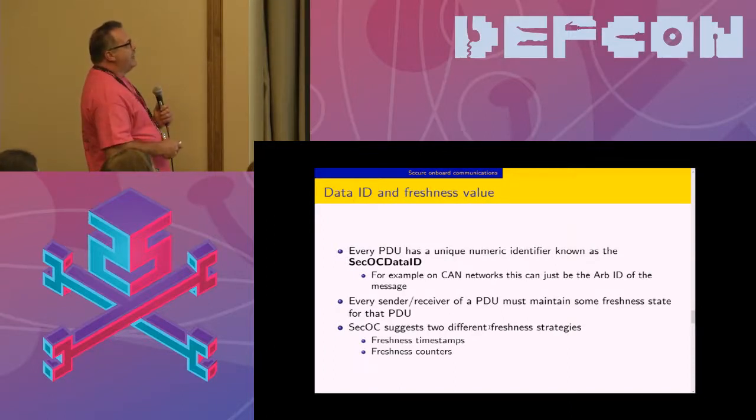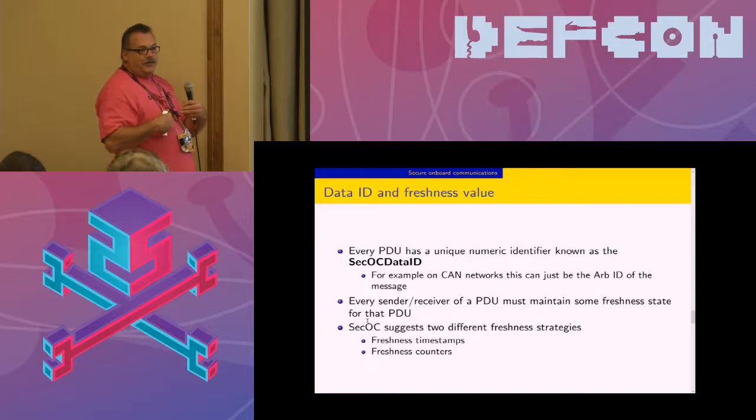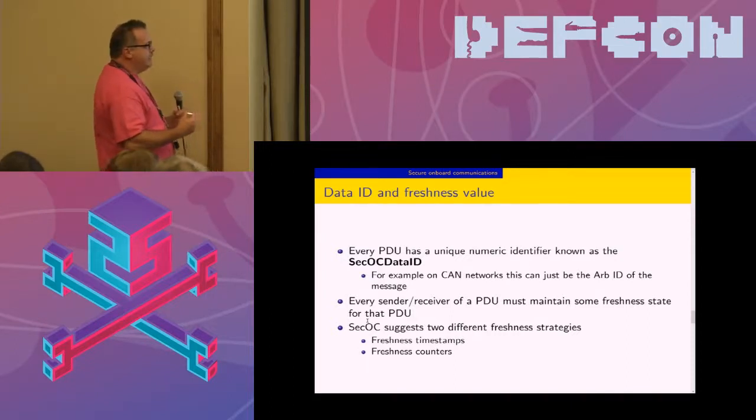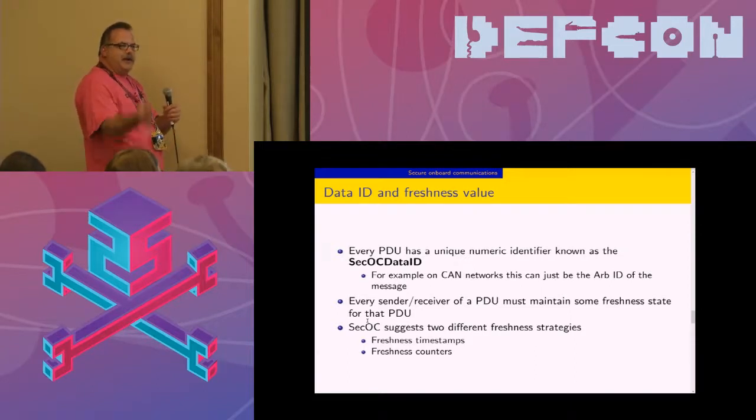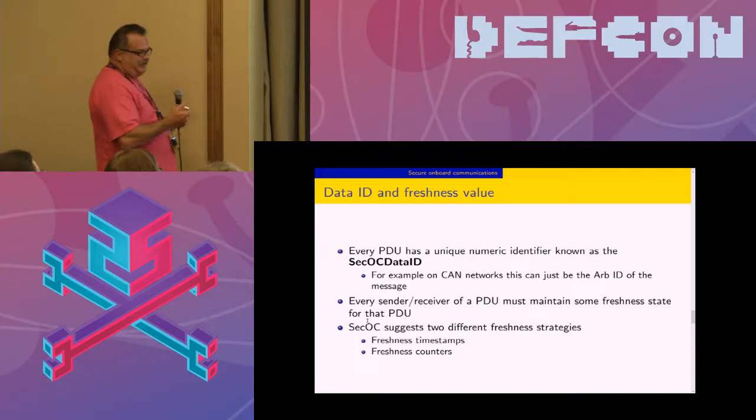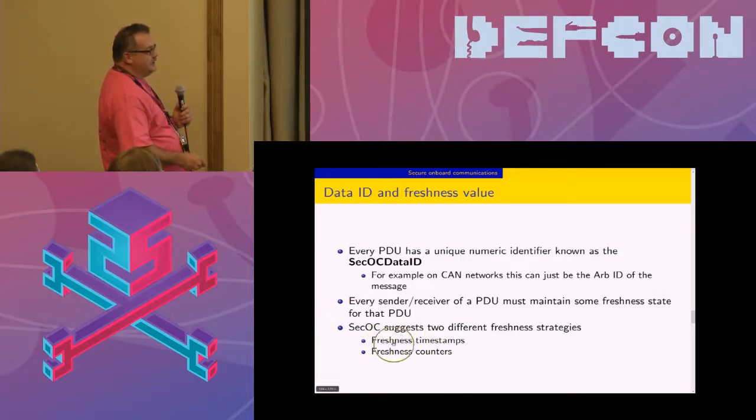So basically the idea is that we are going to have a unique ID, the SecOC data ID. That's right from the spec, for every PDU. Protocol data unit is basically a signal or collection of signals. Each one of these senders or receivers has to maintain a freshness state for this particular PDU. So that means I'm sending out a group of signals, and along with those, I have to maintain a freshness value. We're going to use that freshness value and put it into the mix inside of our cryptographic hash, and we're going to be able to make it even harder, so you can't just do a replay attack anymore because I'm going to have this extra freshness value. As for a couple of different freshness strategies, what I usually see is freshness counters at this point, or you could use simply a timestamp.